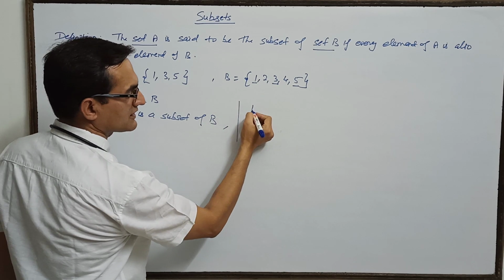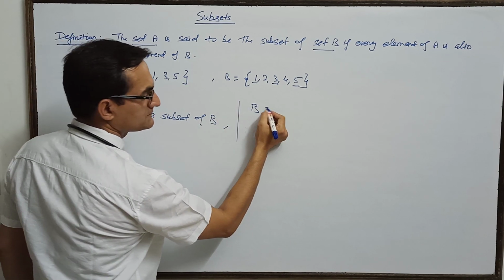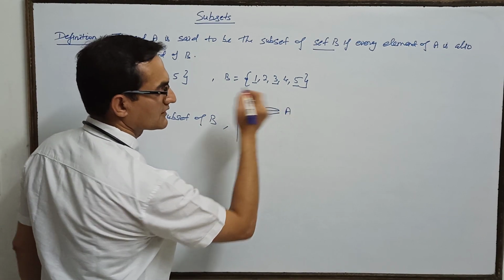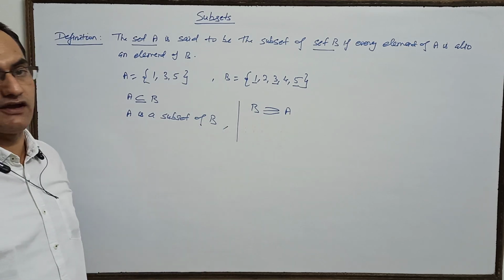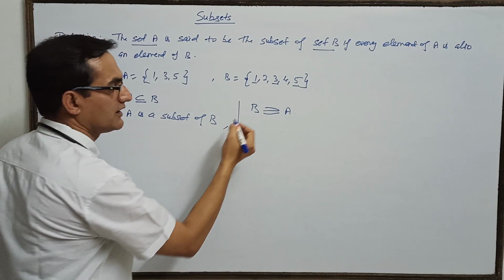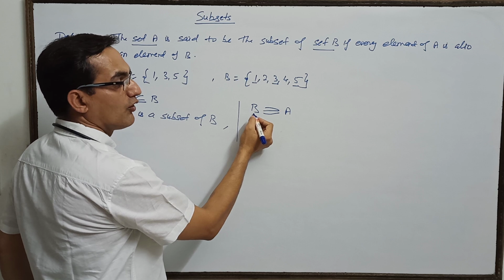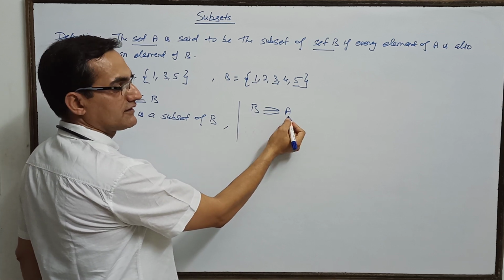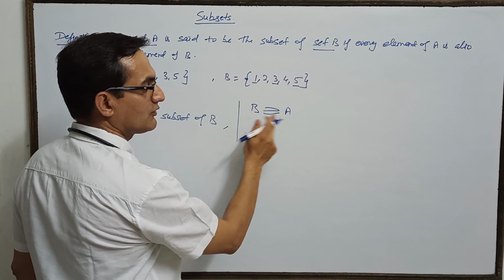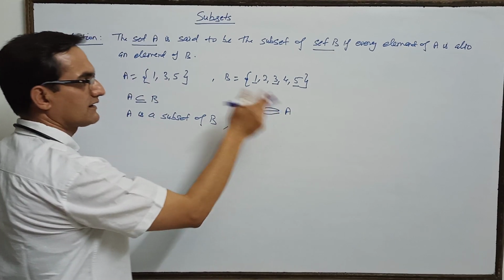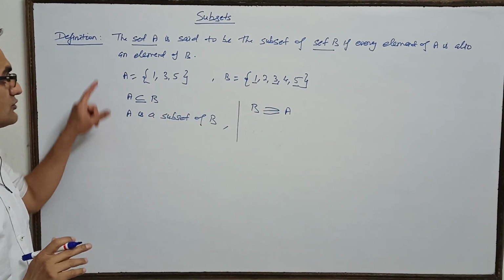दूसरा हम ये भी लिख सकते हैं, B is a superset of A. यानी कि B contains all the elements of set A. Is it clear? तो ये दोनों हो गए.